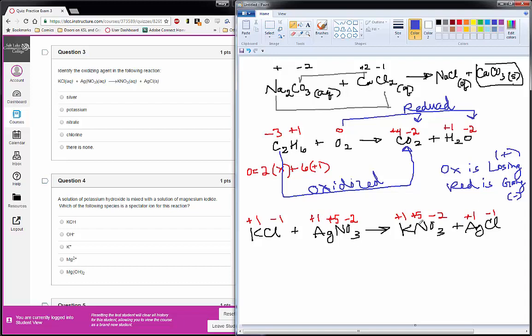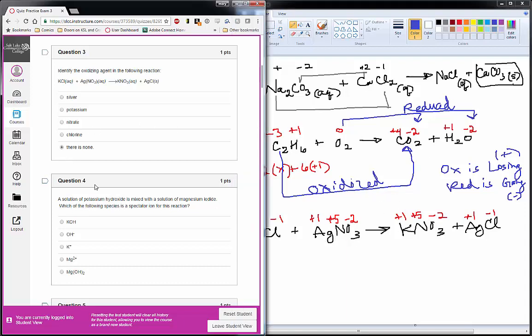Nitrogen is +5 on both sides. And oxygen is -2 on each side. So everything stayed the same. Nothing actually changed. And that tells us that nothing was oxidized and nothing was reduced. So there is none. This is not an oxidation reduction reaction.